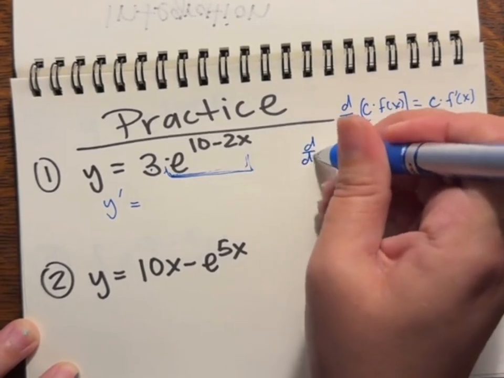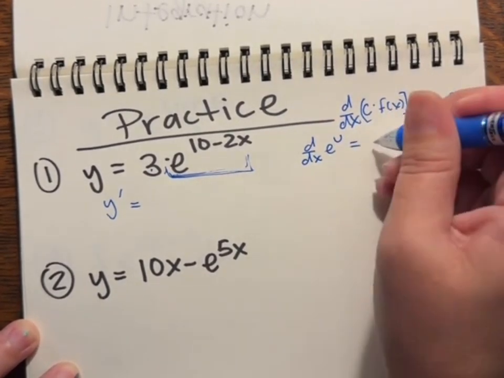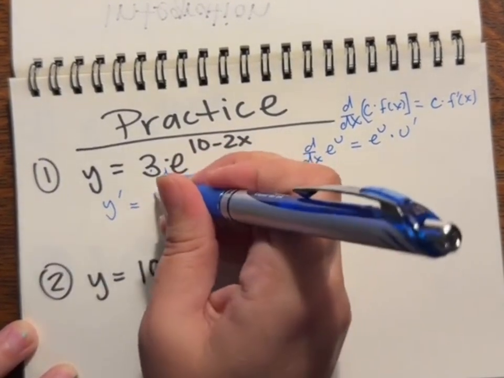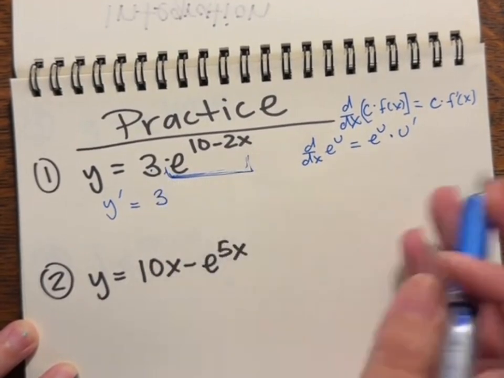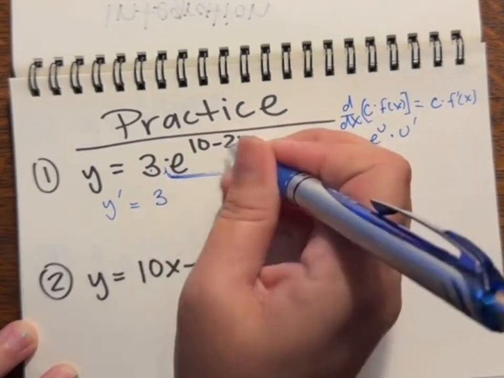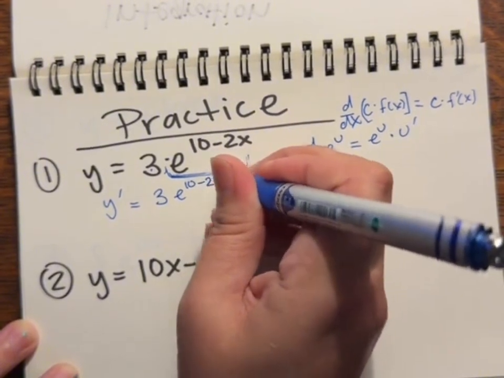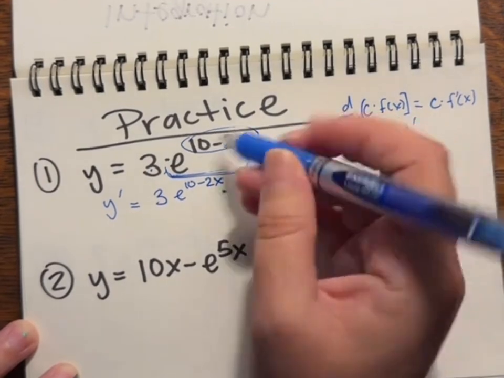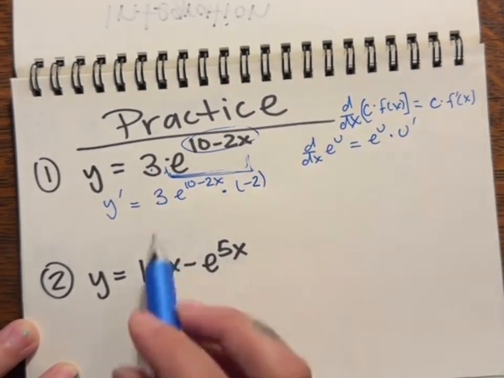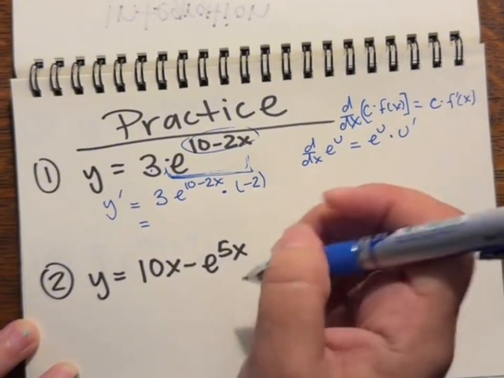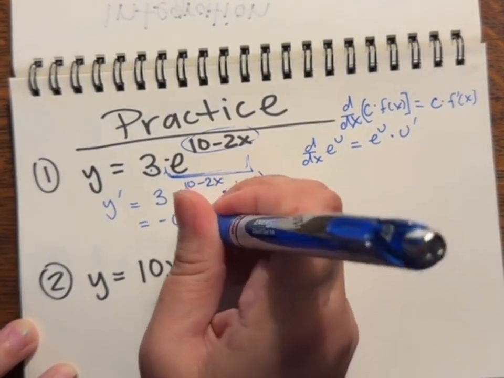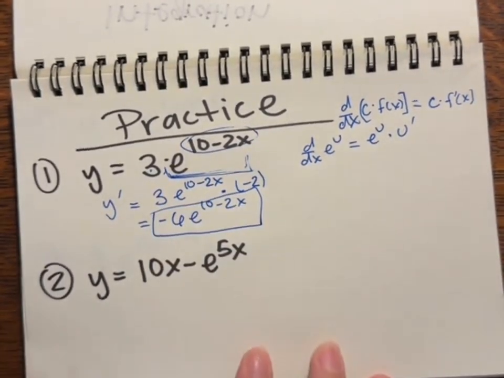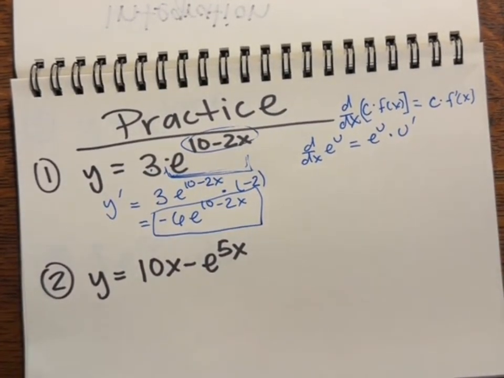So if you remember, d of dx e to the u equals e to the u times the derivative of u. So we're going to bring down that constant. And then the derivative of this function is e to the u, e to the 10 minus 2x, times the derivative of u, which is this here. And what is the derivative of this? It is negative 2, right? So just to simplify, negative 2 times 3 is negative 6 times e to the 10 minus 2x, and that is your answer.